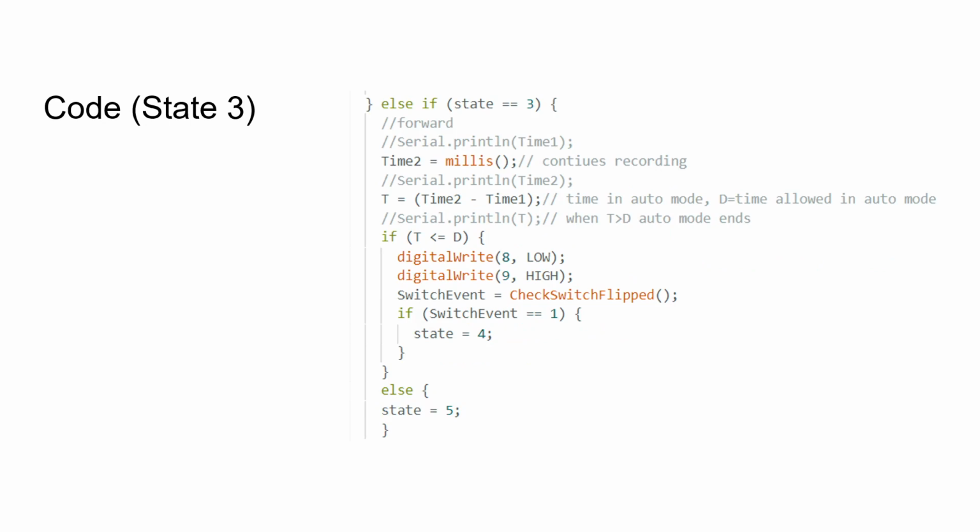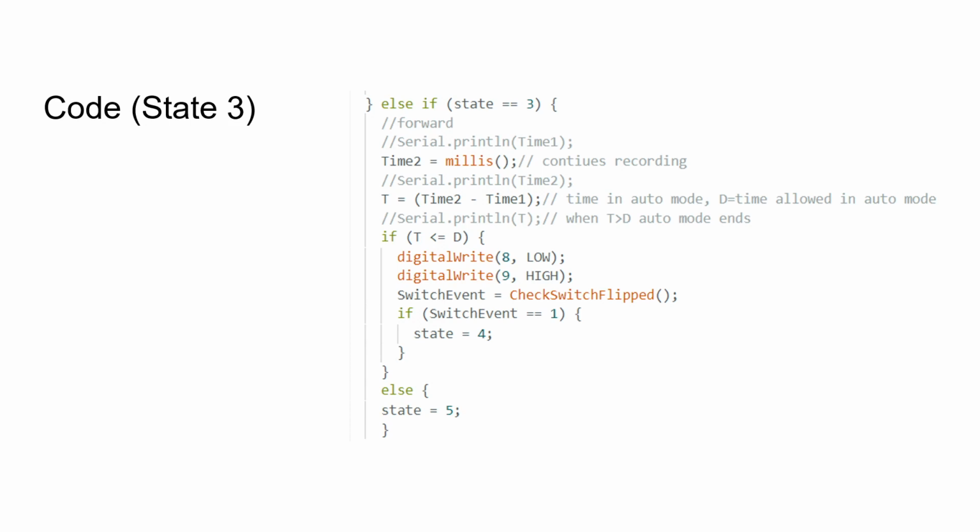Now we enter state 3. State 3 is your main forward command. Time 2 starts recording now. T, as you can see, is the difference between those, as well as the time so far that it has been in autonomous mode, and D is the time allowed in autonomous mode.